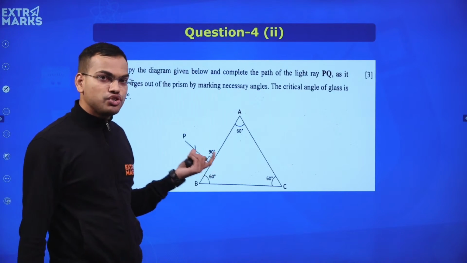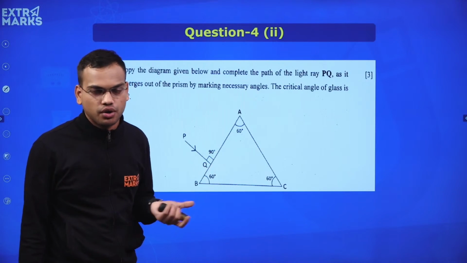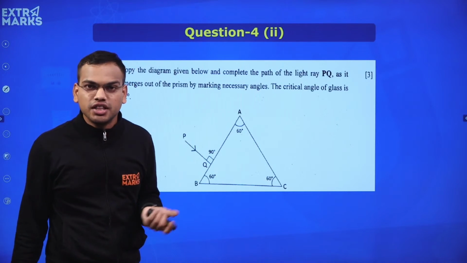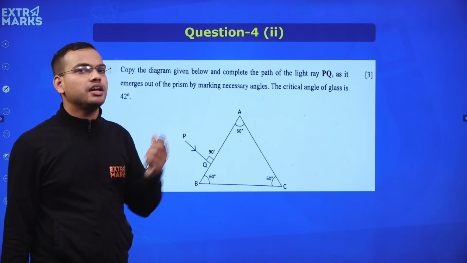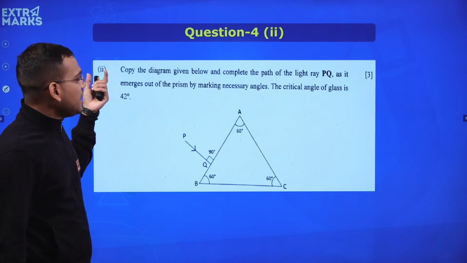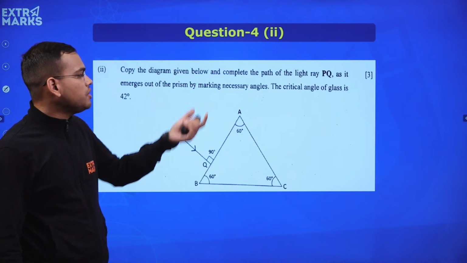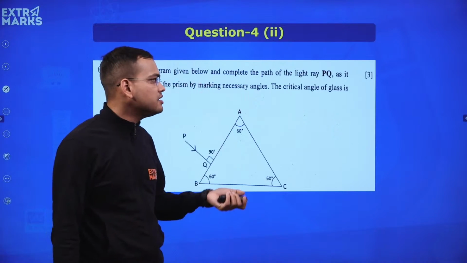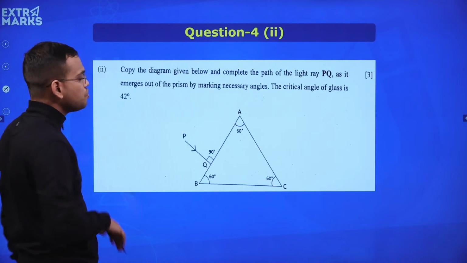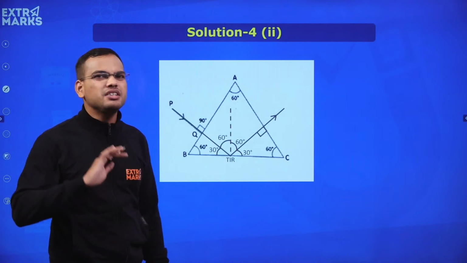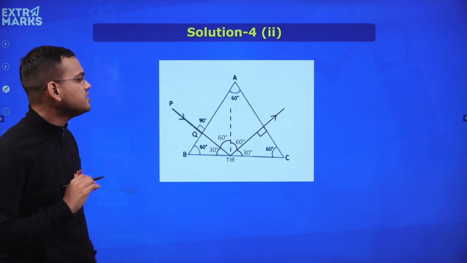This was the diagram which you are supposed to copy from your question, and then draw it in your notebook, answer copy, and then you have to complete the ray line as it emerges out of the prism by marking necessary angles. The critical angle of the glass is 42 degrees. This question is very, very simple. It feels scary, but it is very, very simple. Understand, everyone.